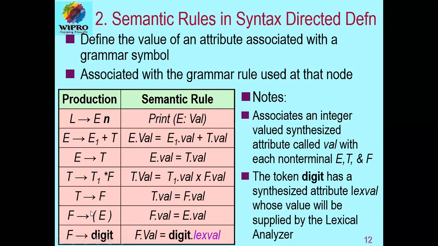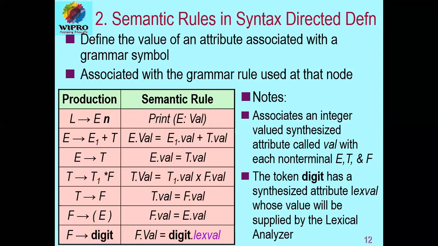Similarly, if I have the production F produces (E), then F.val is equal to E.val, meaning the child computes the attribute value of the parent. Similarly, T produces F, T.val is equal to F.val. Have a look at this: T produces T1 * F. Now you may ask what is this 1, what is this 2. As we grow in the hierarchy, the parent is considered as instance 0, the child is considered as instance 1. If it has its own child, then it is considered as 2. That's why we write it in subscript. So T produces T1 star F, meaning T0 is your parent, T1 is a child, and F is a single instance.